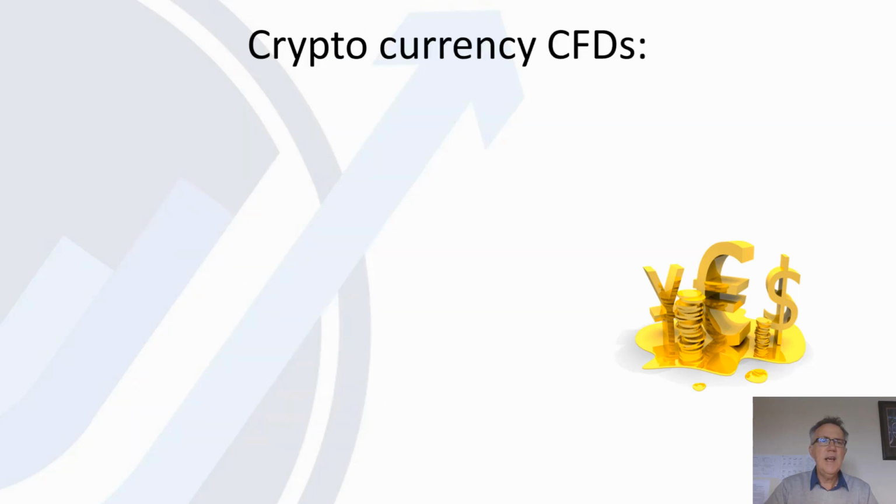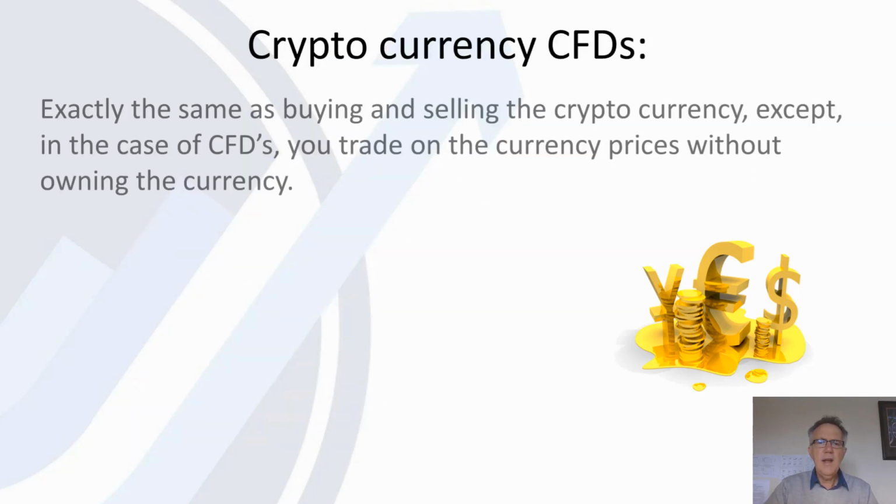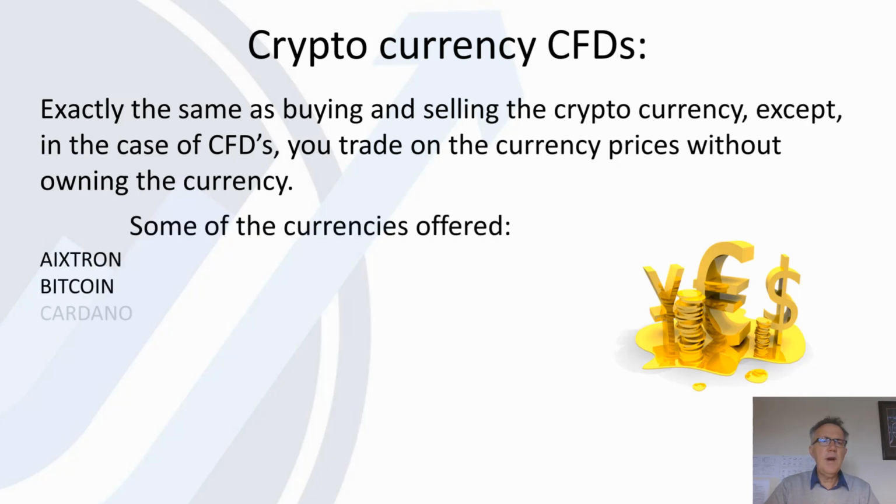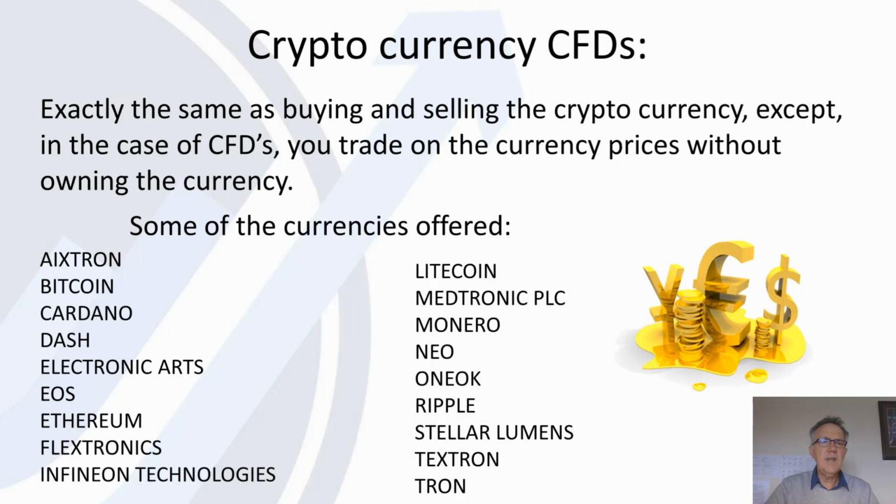And then the last one is the cryptocurrency trading. Now, this is exactly the same as buying and selling cryptocurrency, except in the case of the crypto CFD, you are trading on the currency prices without owning, so to speak, the currencies. And some of the currencies that we offer are listed over there. There are about 18 of them at the moment, and always increasing. So that is derivatives trading.